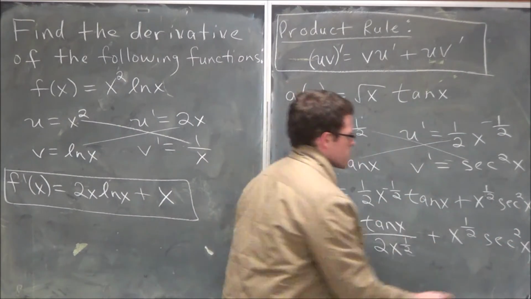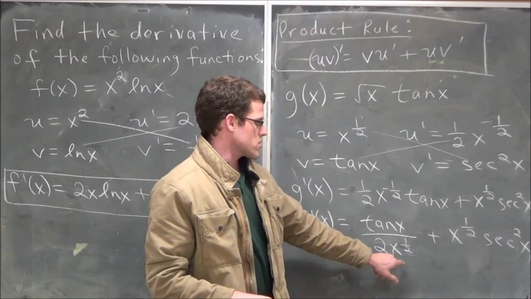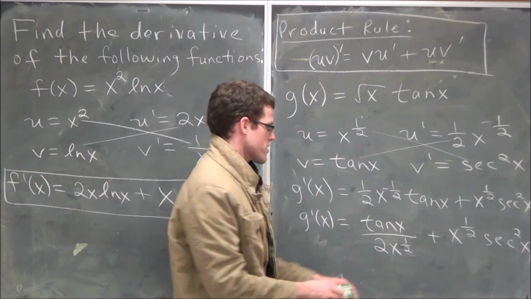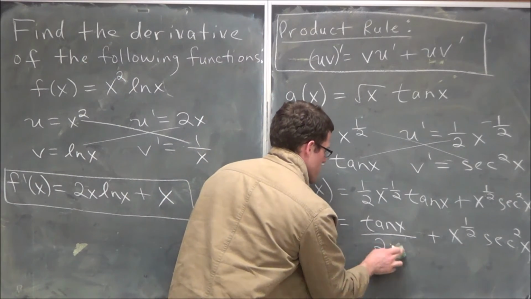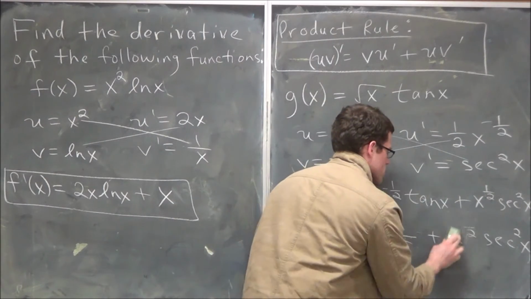Alright, one extra small detail here. Depending on how your answer key is organized, x to the 1/2 might be switched back to radical x. So this is one acceptable answer, or we could call this radical x, and we could call this radical x as well.